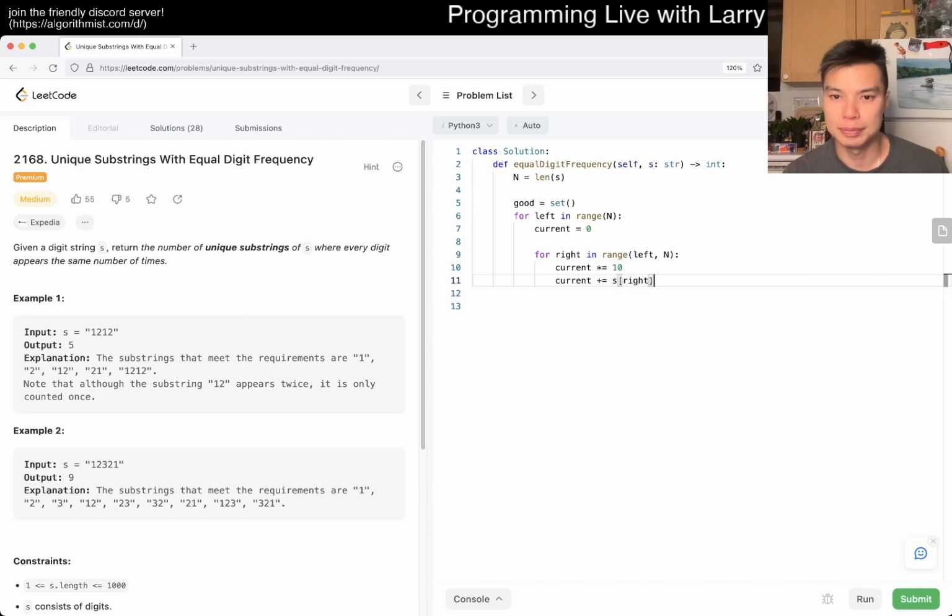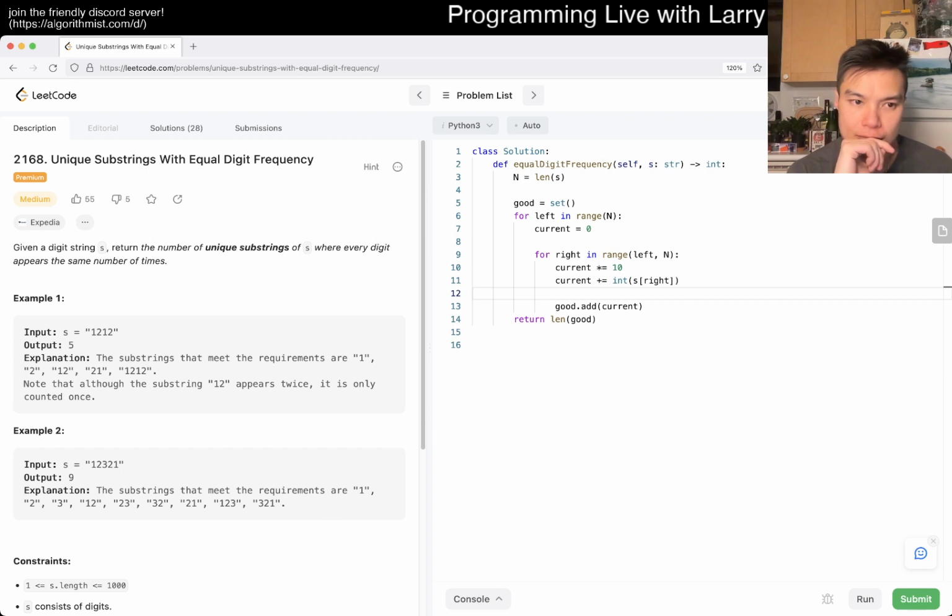S of right. So this is the number and then add to the set. Of course this isn't correct at all, because we don't keep track of whether every digit appears the same amount of times. So how do we check that? But this is the structure.